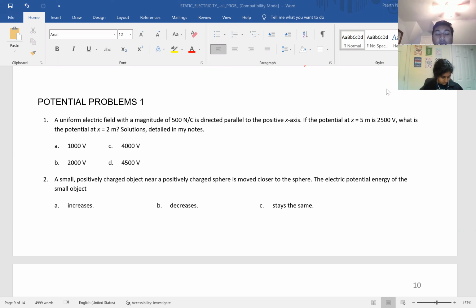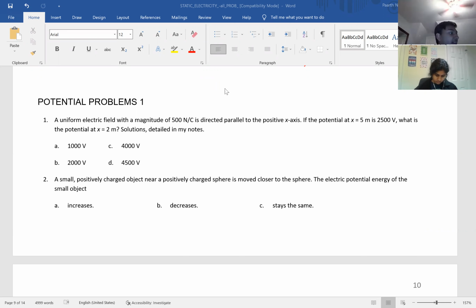So starting with question number one, it says a uniform electric field with a magnitude of 500 newtons per coulomb is directed parallel to the positive x-axis. If the potential at x equals 5 meters is 2,500 volts, what is the potential at x equals 2 meters?